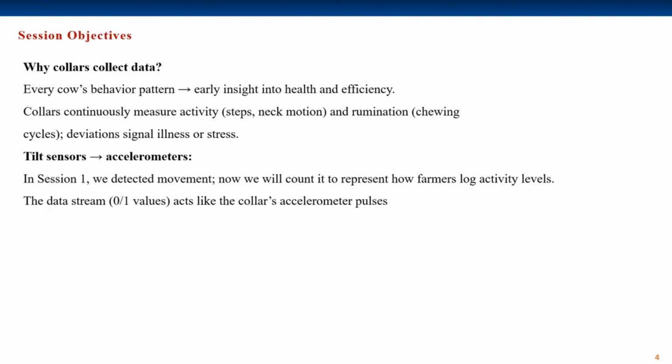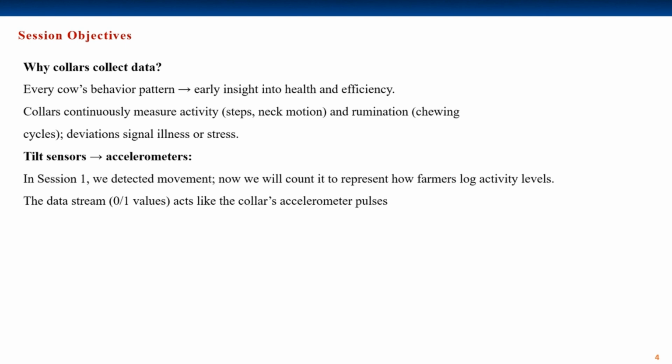So at the end of this session, you will understand how the collars record and interpret the movement, the rumination and the temperature. We are going to build a simple data logger circuit which is going to count the motion events. In this way, we will be able to view and interpret the simulated sensor data using the Arduino serial monitor.